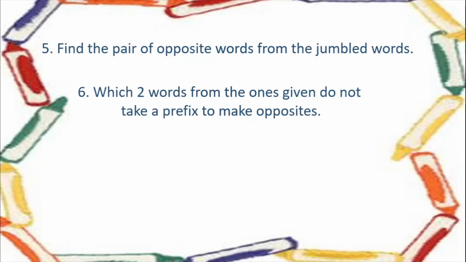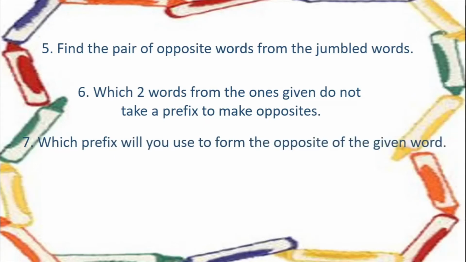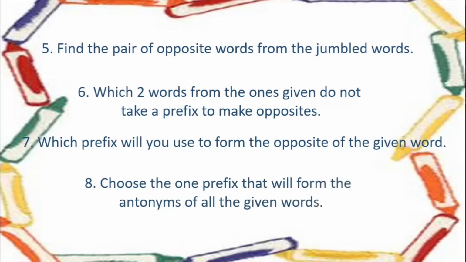Pure antonyms. Then second last, you have: which prefix will you use to form the opposite of the given word. So finding the opposite of the word, you have to find out the prefix which will be used. And finally, you have: choose the one prefix that will form the antonyms of all the given words. So you will have 4 words given to you and a selection of prefixes. You have to find out one prefix that will be common to all the 4 given words.